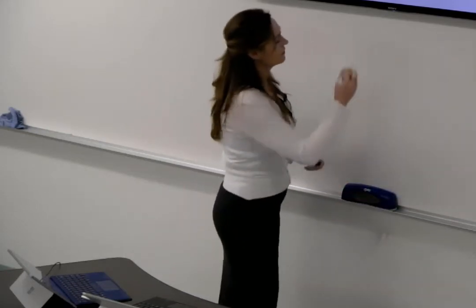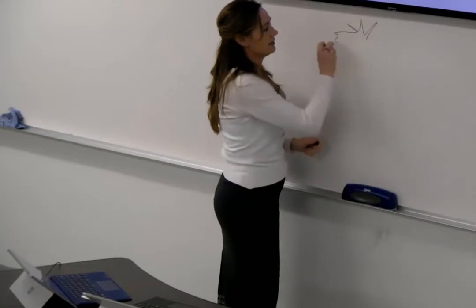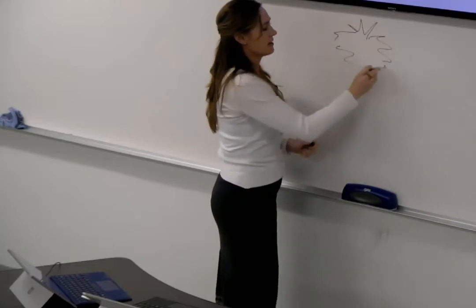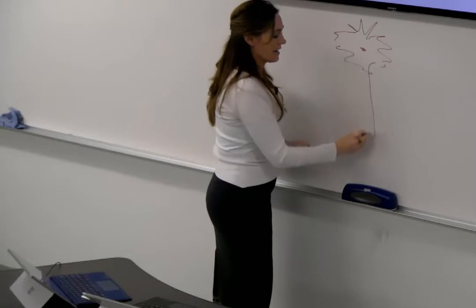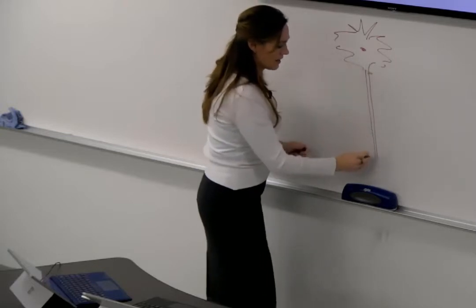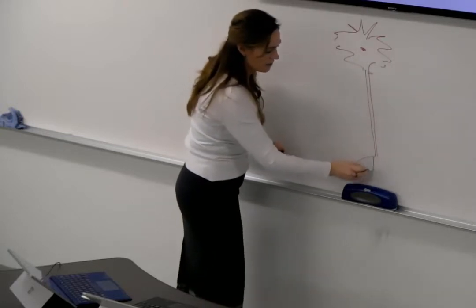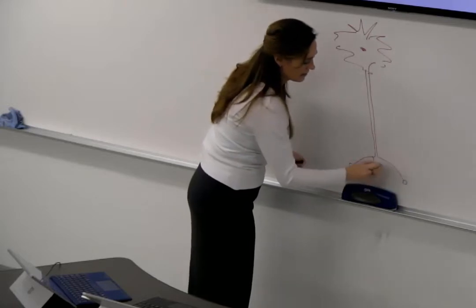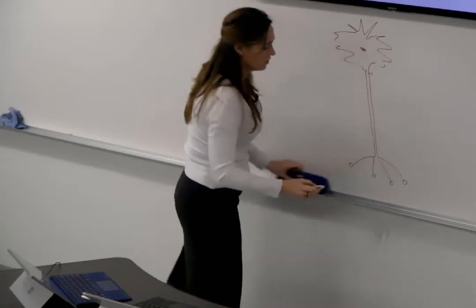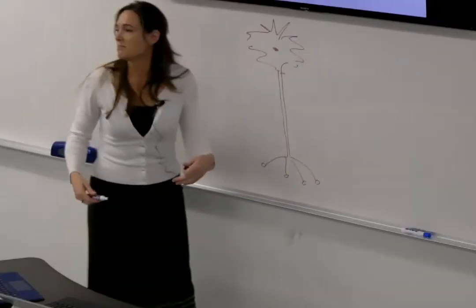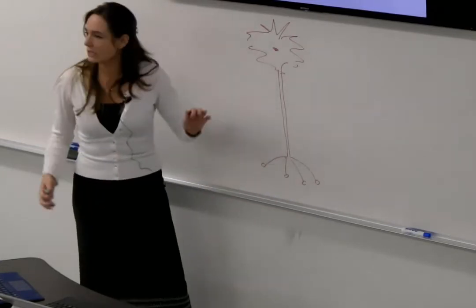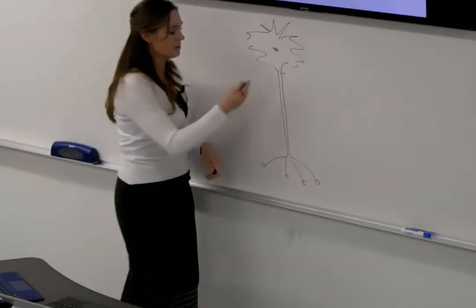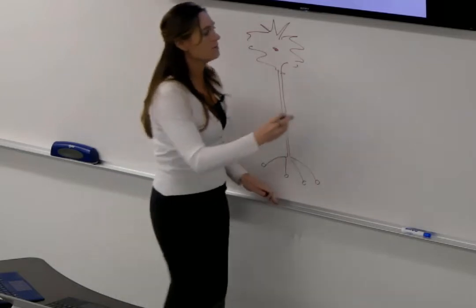Motor and sensory neurons. A motor neuron is going to look something more like this: it has these guys sticking off, which will be dendrites. And it has an axon, and the axon can then branch off to various axon terminals, whether it's going to many muscle cells or to parts of a gland or whatnot. So this would be more of a motor neuron.